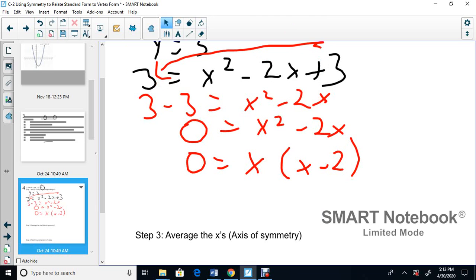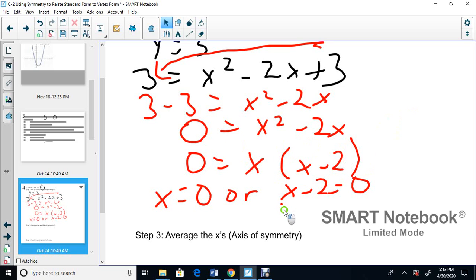One answer, x has to equal 0, or x minus 2 has to equal 0, the bracket. So either this x has to equal 0 or this bracket equals 0.